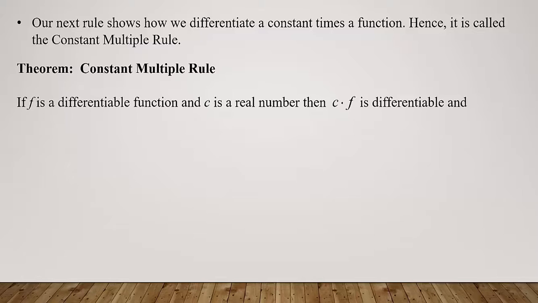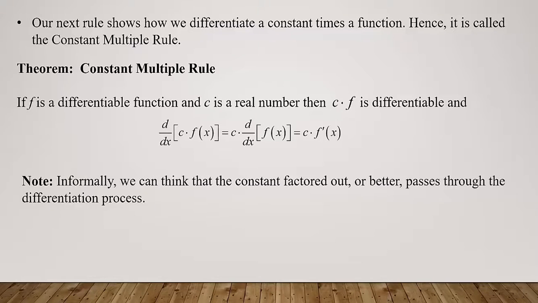So the product C times f, the real number times the function, is differentiable, and the derivative with respect to x of the constant times f of x equals just simply that constant C times the derivative with respect to x of f of x, which is nothing more than C times f prime of x. Now, informally, we can think that that constant C is factored out, or maybe it's better to say it passes through the differentiation process.